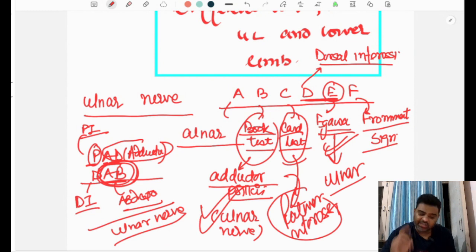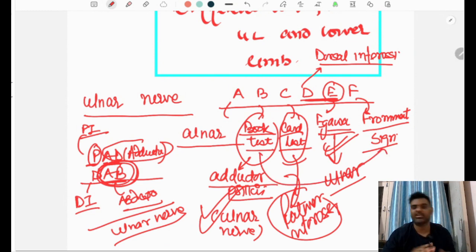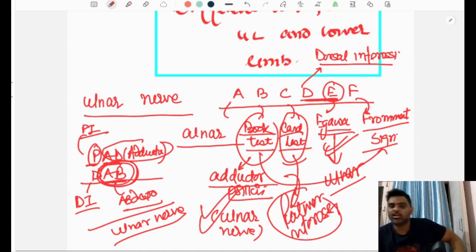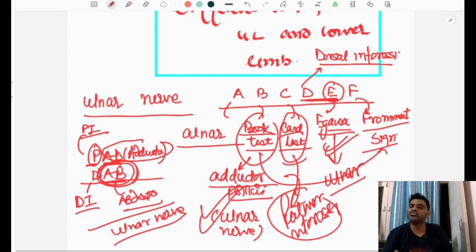Now, if book test is positive, that is known as Froment sign. If the patient is not able to hold the book with the help of adductor pollicis muscle and he holds the book like this, then that is known as a Froment sign. Okay, so these are the tests for the ulnar nerve. If you remember this, you can solve every question related to the ulnar nerve.